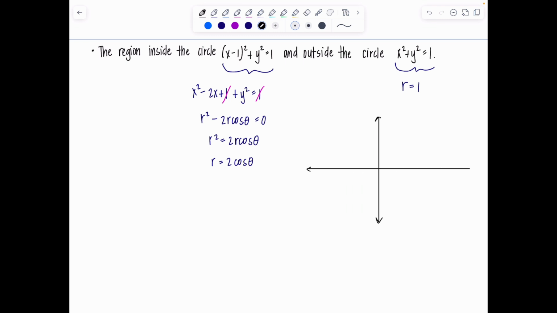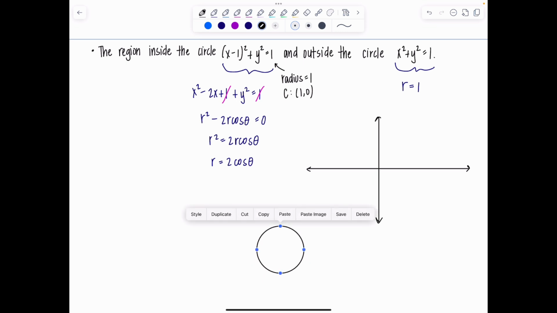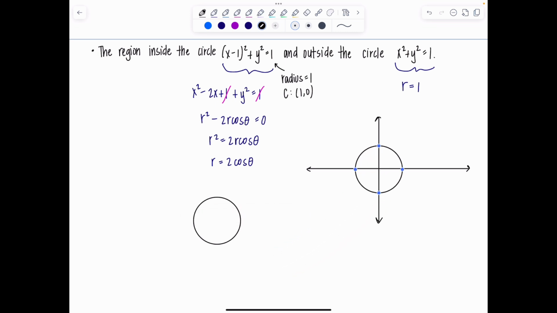The circle has radius 1, yes? The radius is 1. It's just not centered at the origin. The center is at (1, 0). So we've got 2 circles with the same radius. It's just their centers are at different places. So 1 is centered at the origin. Scoot up just a wee bit. Okay, perfect. And then the other one is centered at (1, 0).